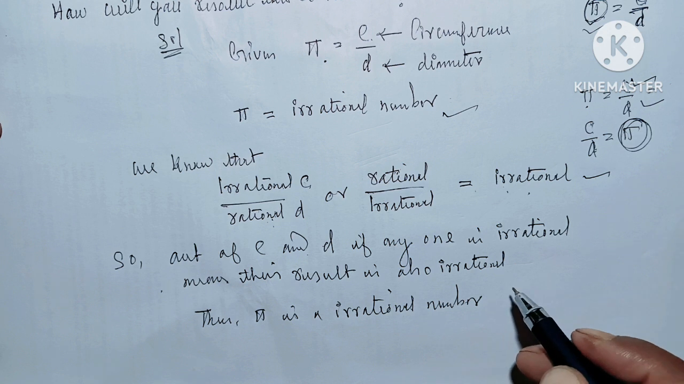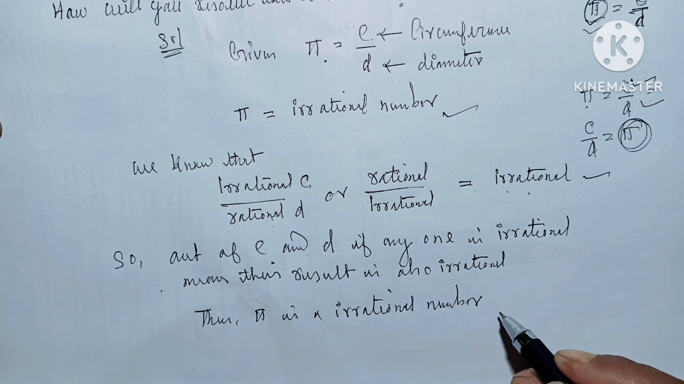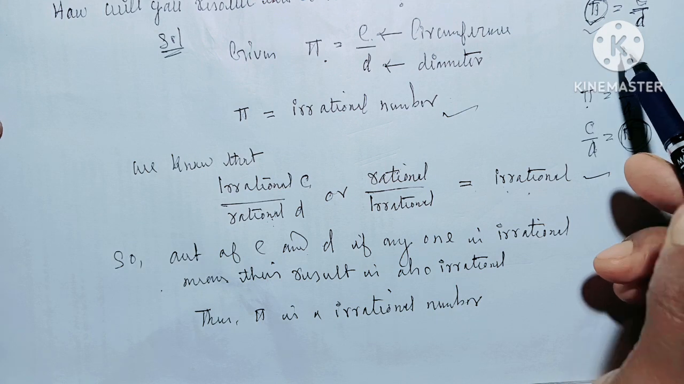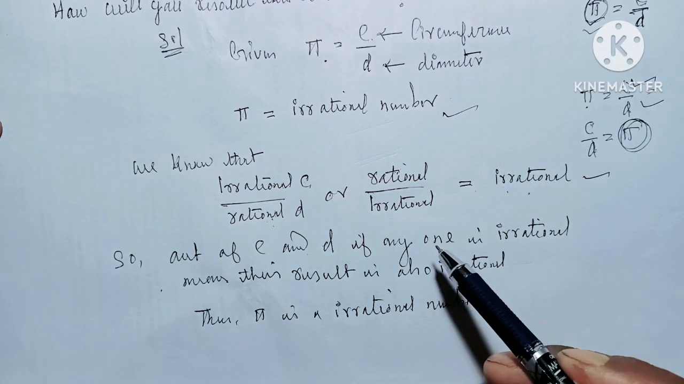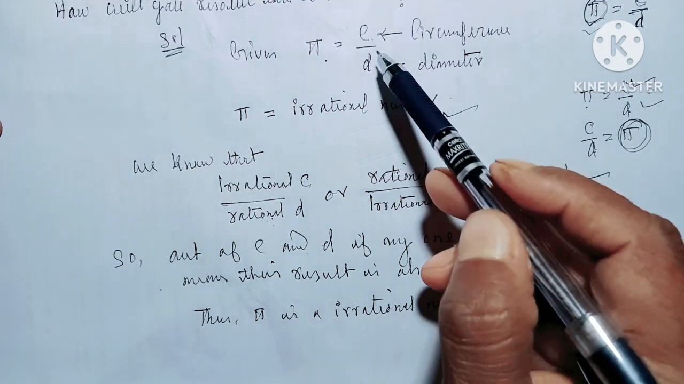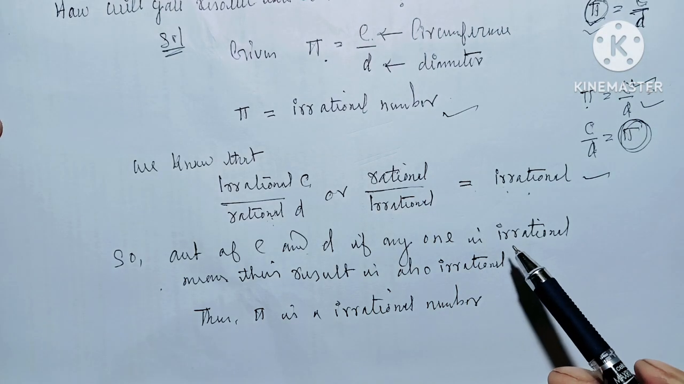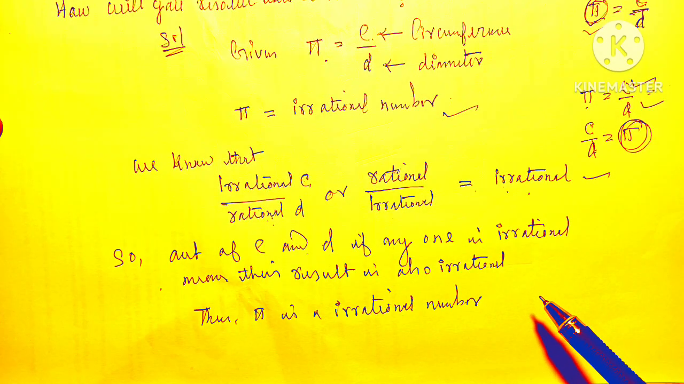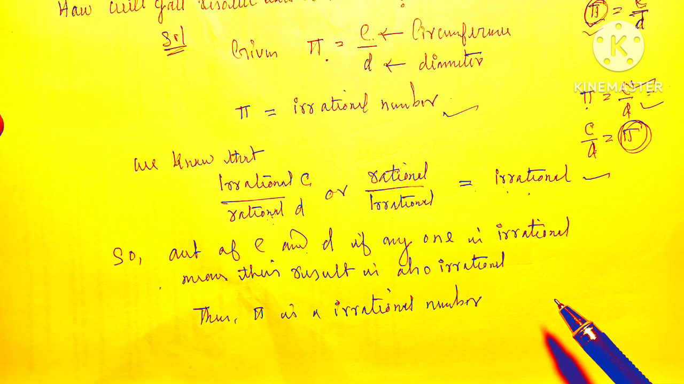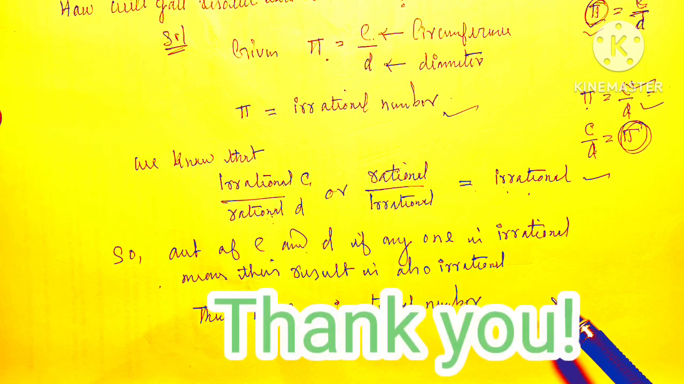I hope you understand the contradiction of the ratio of C and D being equal to pi. Out of these two, if any one is irrational, then pi is also irrational. This is the solution. This is the result of the contradiction. I hope you understand. Thank you.